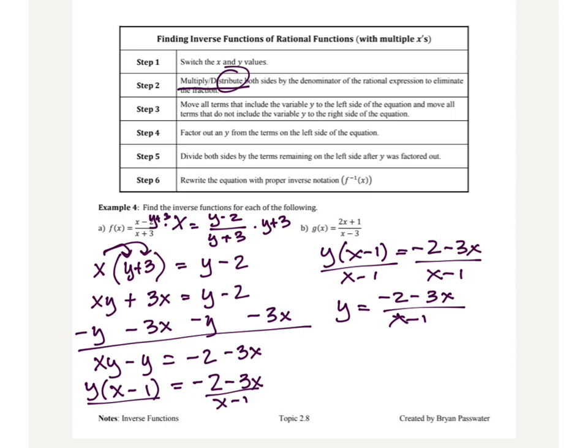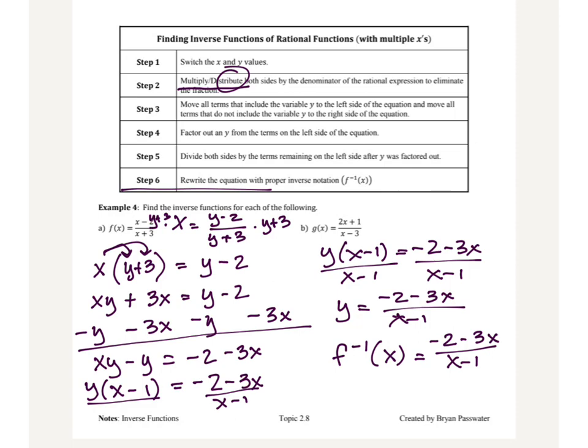And then the last step, step 6, says rewrite it with proper notation. Now that I've solved for y, this is the inverse function. So f inverse of x is negative 2 minus 3x over x minus 1.